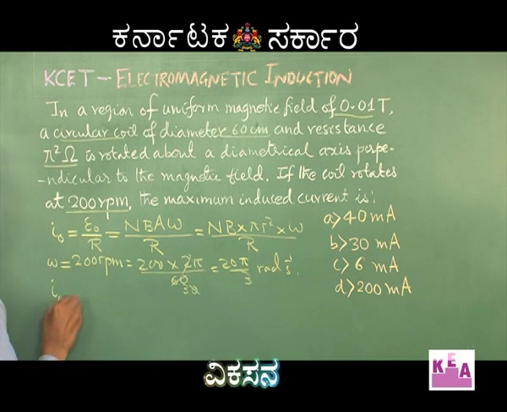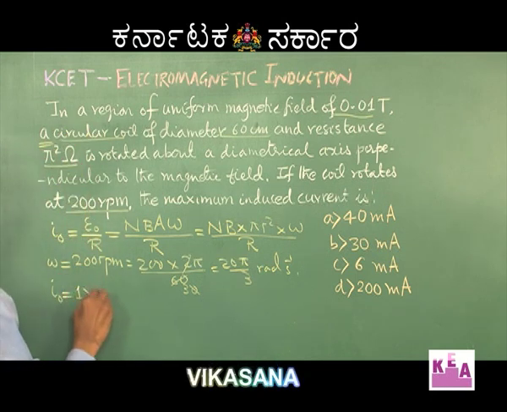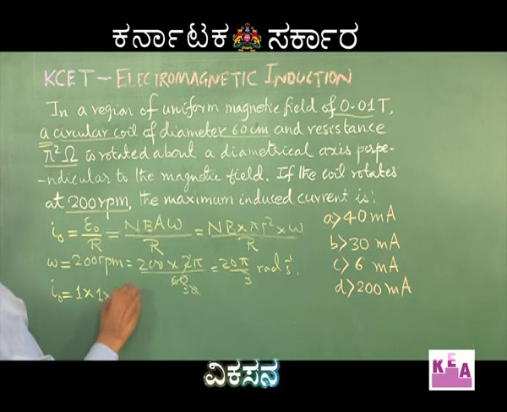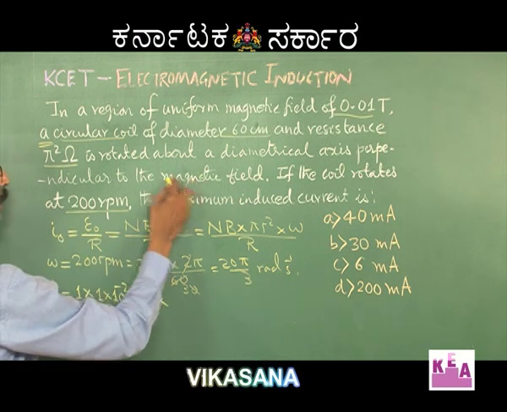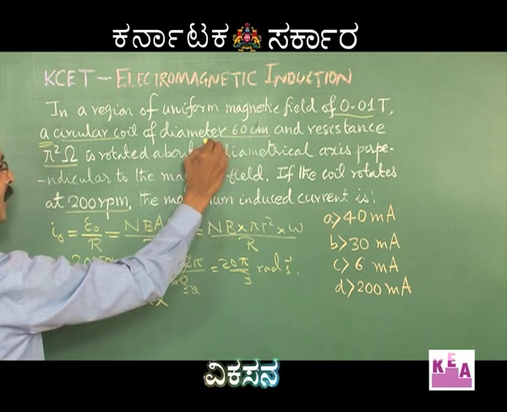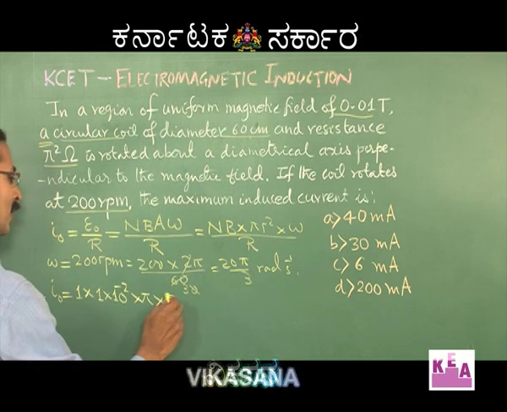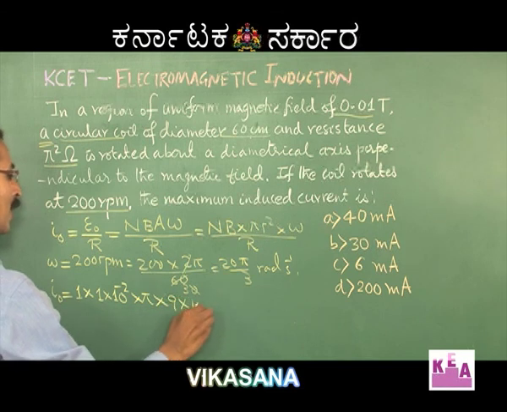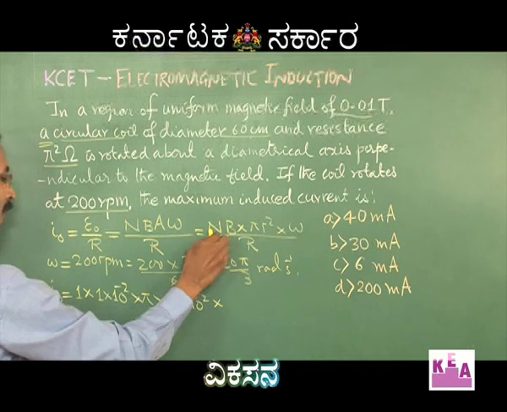Next, let us calculate I naught. I naught is equal to N, it is a coil, therefore N equals 1, into B. B is 0.01 Tesla, I write it 10 power minus 2, into A, which is pi into r square. R is 0.3 meters, that is 60 centimeters is the diameter, therefore radius is 30 centimeter, which is 3 into 10 power minus 1. 3 into 10 power minus 1 whole square is 9 into 10 power minus 2 into pi. R square is over, N is over, B is over.